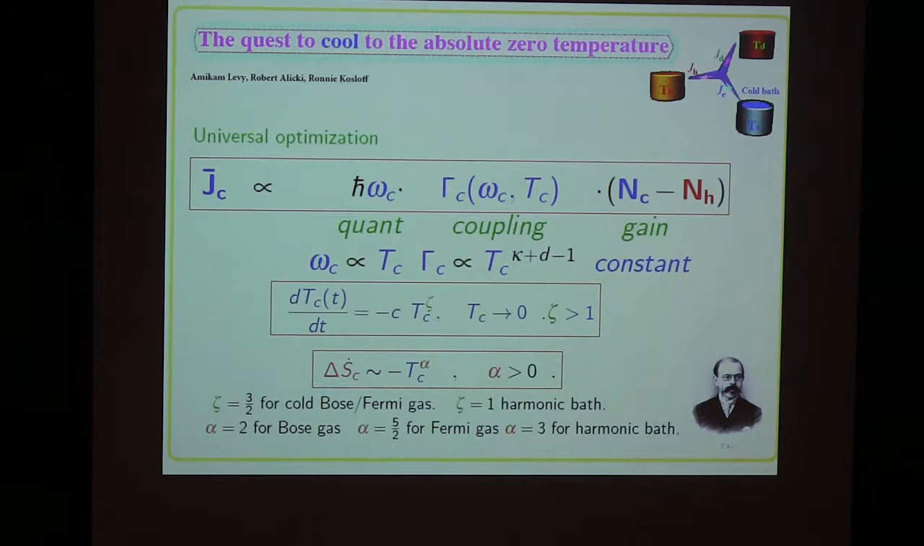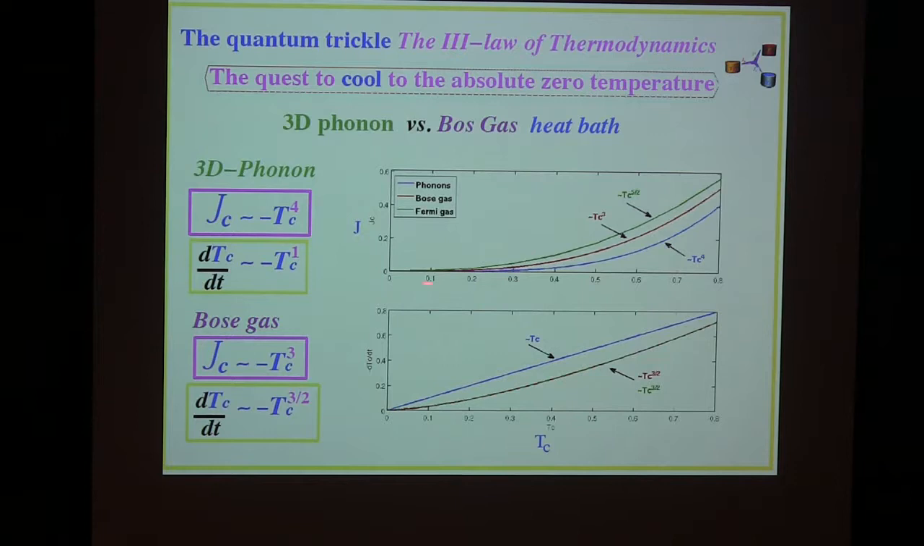Here's just a graphical illustration. Here's the current, how it goes to zero, and this is the temperature, how it goes to zero for harmonic, for phonons, Bose gas, Fermi gas.